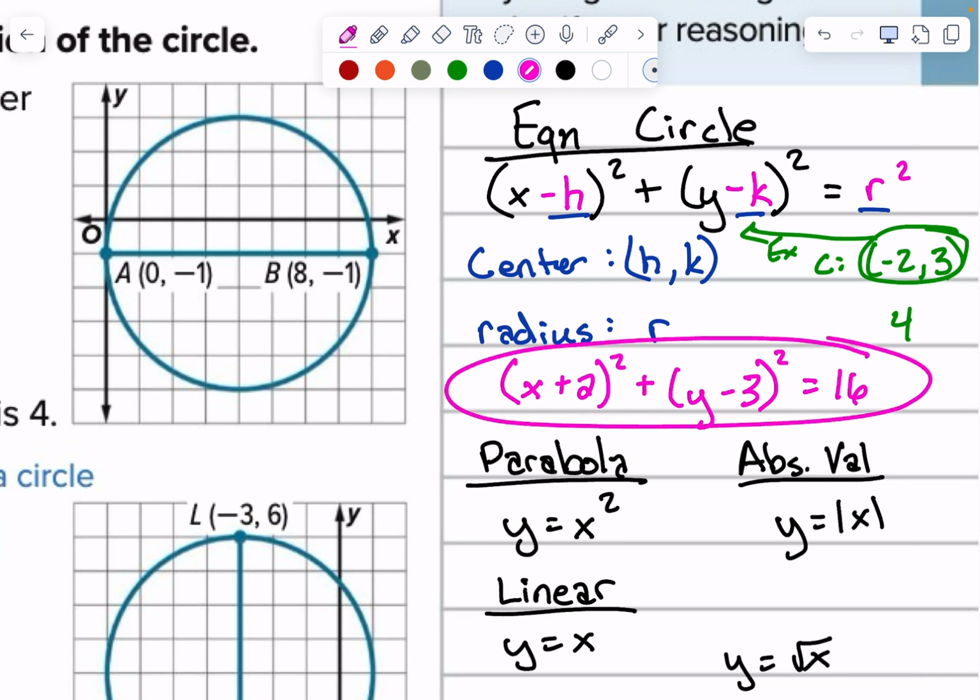That's as easy as it is. You only need two pieces. You need the center and you need the radius. Sometimes they will not give that to you, and that's the hard part. Sometimes they will say, find the radius before you write the equation of the circle.